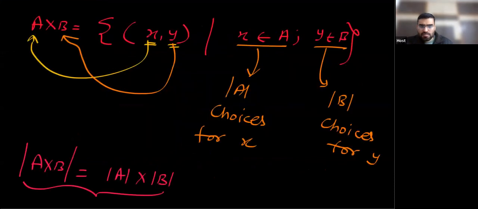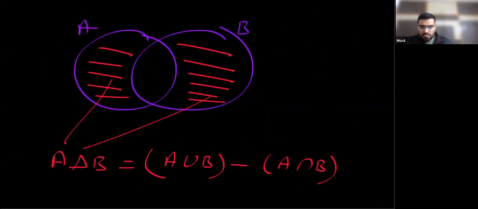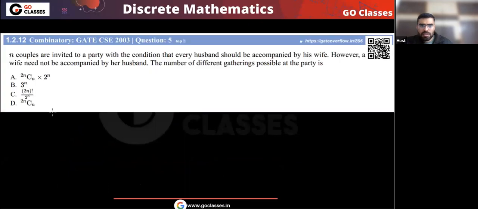Let's see the next question. Okay. So can you try this question? This is your GATE 2003 question. N couples are invited to a party. There are total N couples. You are inviting them to a party. The condition is that every husband should be accompanied by his wife. So basically, if a husband is coming, definitely his wife must come.